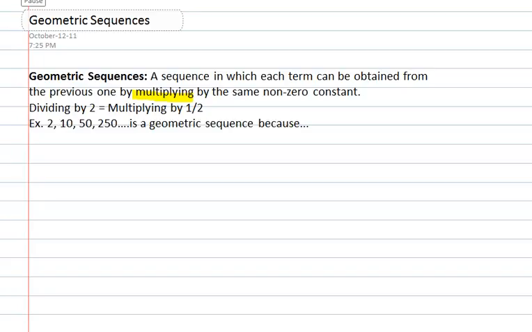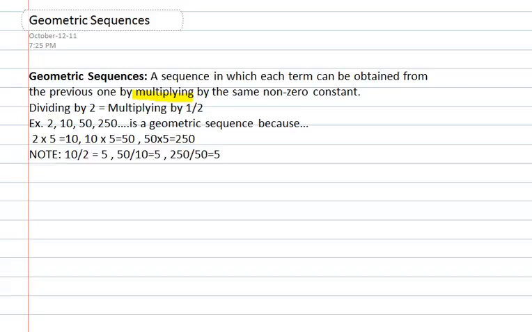So let's take a look at a geometric sequence. Below we have 2, 10, 50, and 250. This is a geometric sequence, but what is the reason for that? Well, to get from one term to the next, you have to multiply by 5. From 2 to 10, you multiply by 5. From 10 to 50, multiply by 5. So each term can be derived from the previous one by just multiplying it by 5.